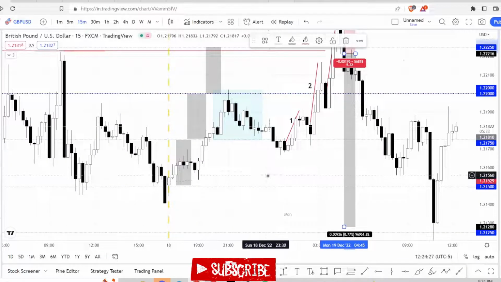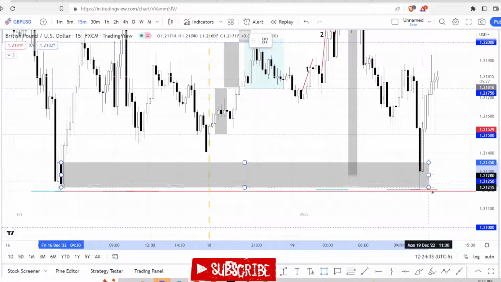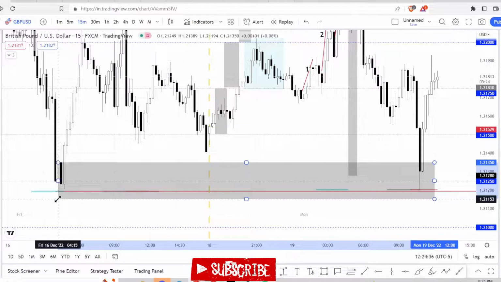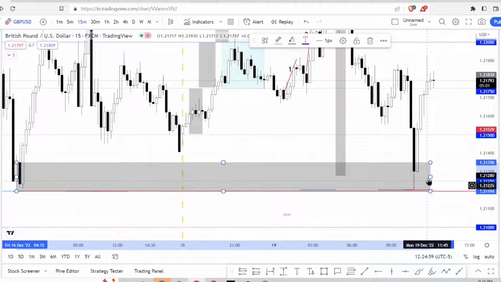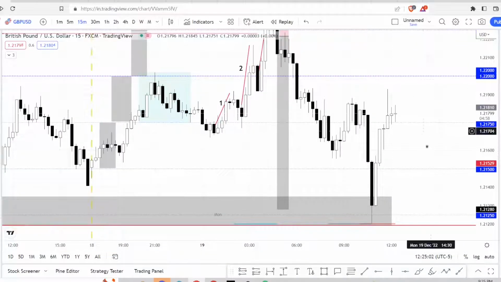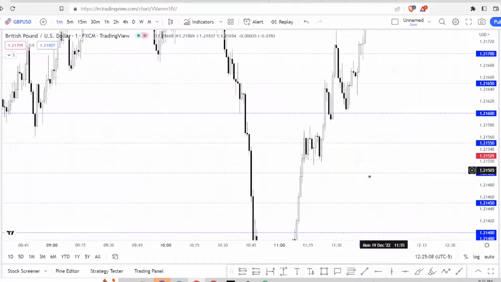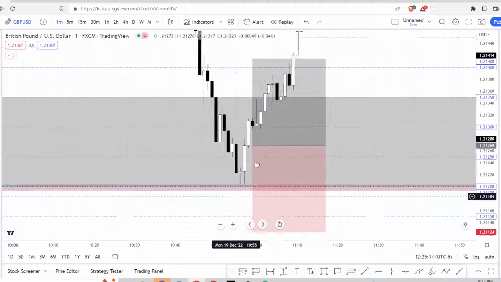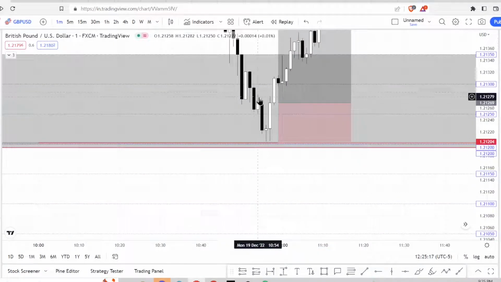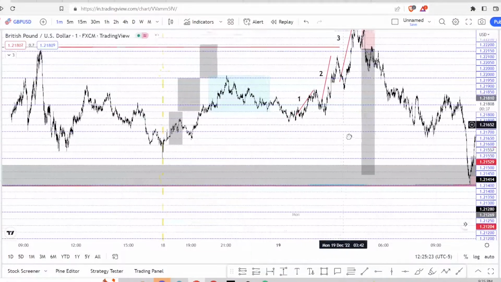It went right down, and this was also a beautiful trade for those who use price action. For those who use point of interest, this is a zone. It came here and gave a beautiful reversal. It gave a morning star on the 1 minute. Here is a morning star. You take it up. So that was a beautiful trade.